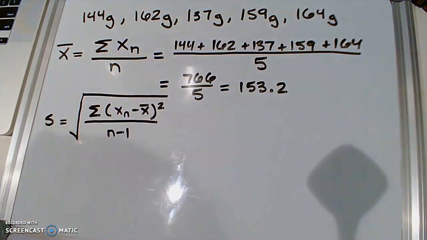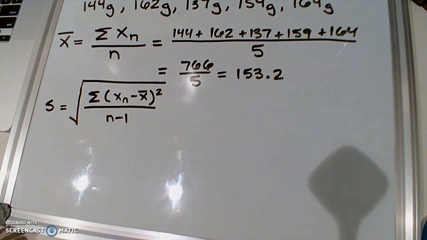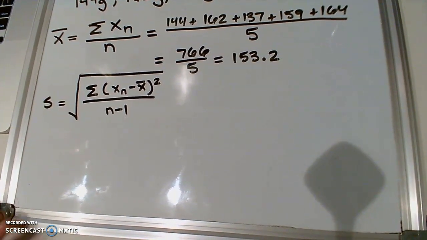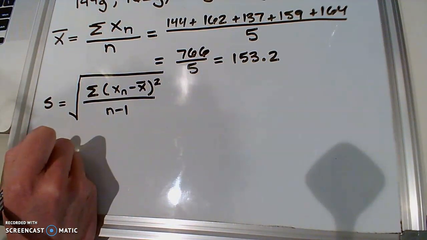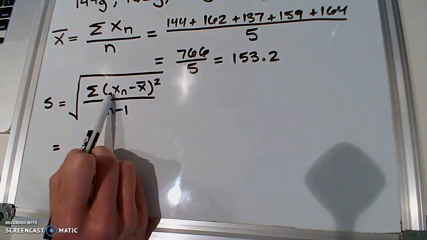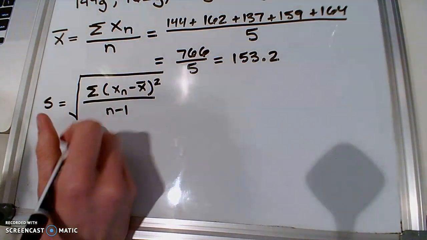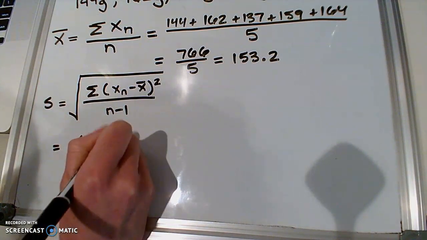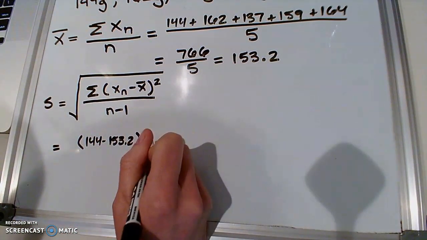Okay? So I'm going to go through this whole calculation with you written out. I'm also going to show you how to do this in your calculator. Let me just move this here so we have lots of space. All right, so this equation is going to look like this. We have to do this for each of our 5 values. So xn, 144, minus our average, 153.2. So 144 minus 153.2 squared.